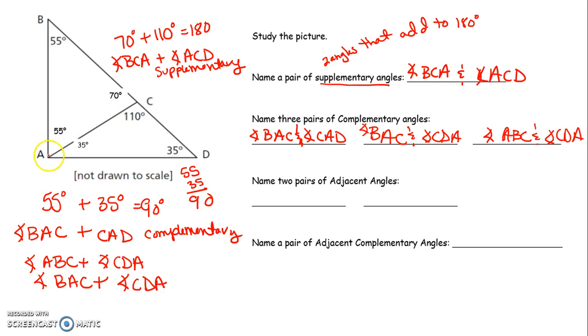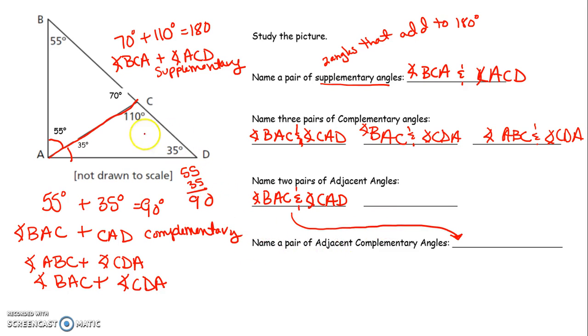BAC and CAD share this common side. So angle BAC and angle CAD, those would be adjacent. Those are a special pair of adjacent. Not only are they touching, but they add up to 90 degrees. So that pair is also a pair of adjacent angles that happen to be complementary.